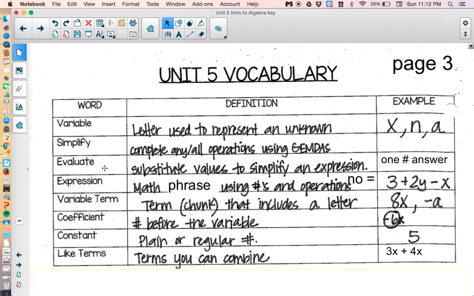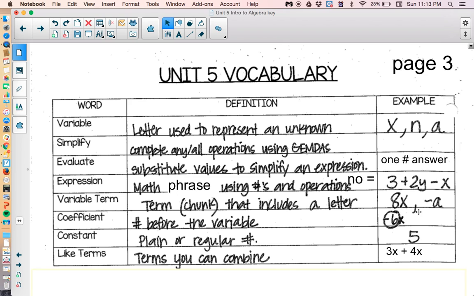So it has to have an expression that has variables in it in order to evaluate, and you should get a one number answer with some variables in it. For an expression, it should be just a math phrase using numbers and operations with no equal sign. The variable term is the chunk that includes a letter. So like 8x or the opposite of a. A coefficient is the number before the variable.